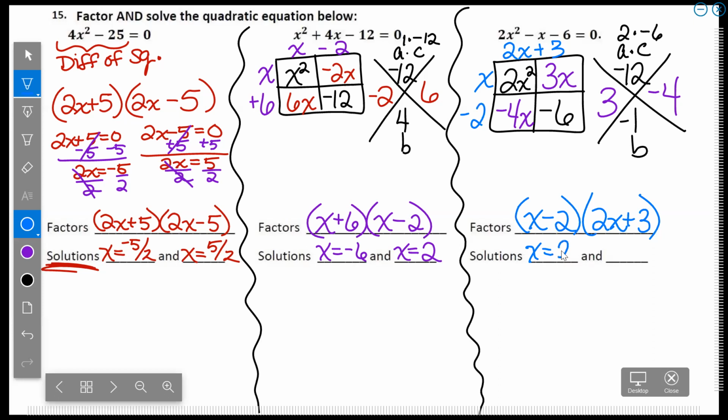X equals 2. For the other one, I'm going to take 2x plus 3 equals 0. I'm going to subtract 3 from both sides. 2x equals negative 3. Divide both sides by 2. X is negative 3 over 2.